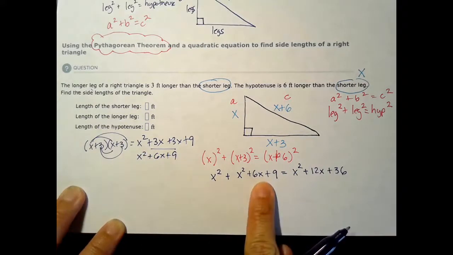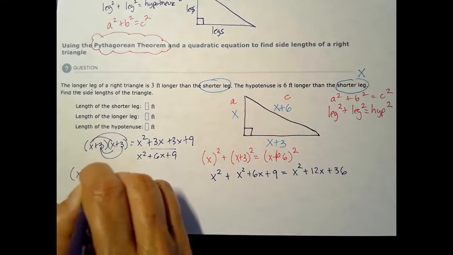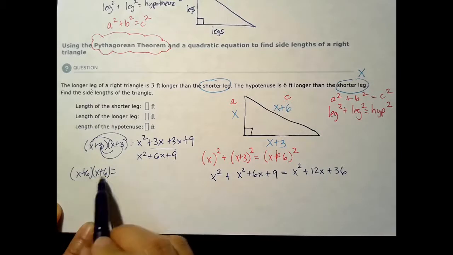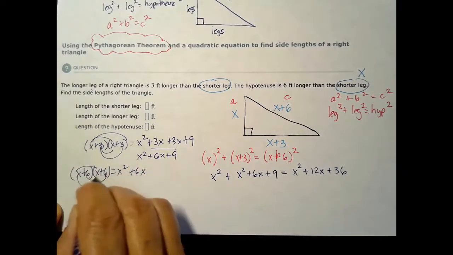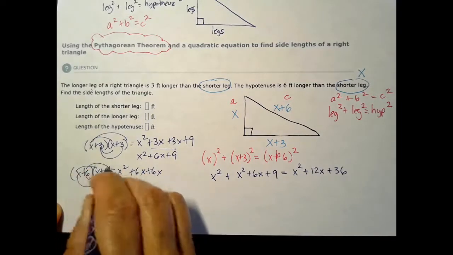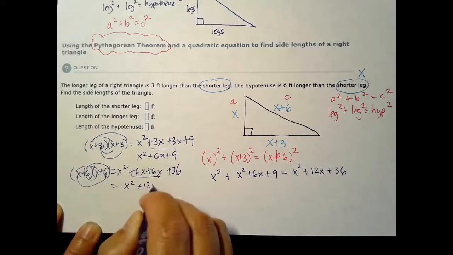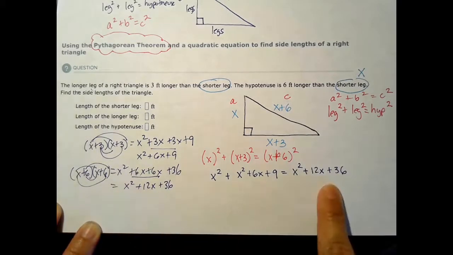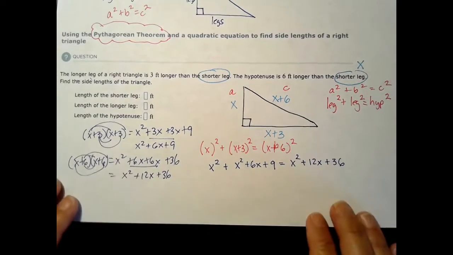Okay, that's where I got that. And then over here, x plus 6 times x plus 6. So first times first, your outsides, your insides, last times last, like terms. And so that's where I got that one from. Okay, so now we just have to clean it up, make it pretty, put it in standard form, and cross our fingers and hope that it factors, because that would make our life so much easier.